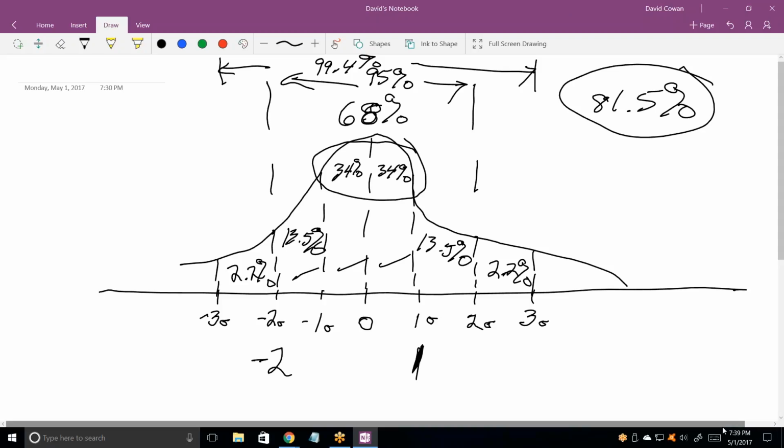In other words, let's say they said to you, the mean is at 10, and the standard deviation is 2. That means that 68% of the data would lie between 8 and 12.